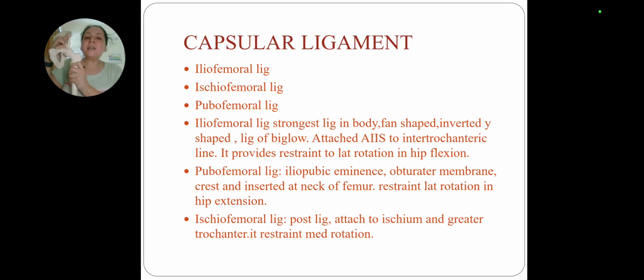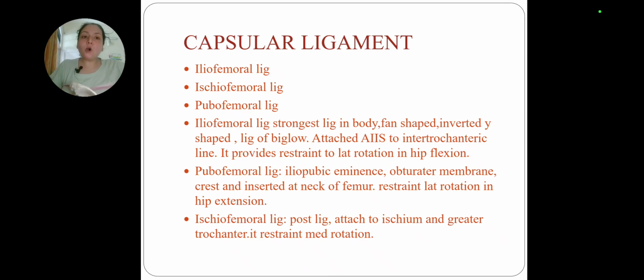So this is the ligament. It is going like this. It is line 1 here and line there. That is why it is arising from here, and it is an inverted Y, because one limb is going to the superior part of the intertrochanteric line, and one is going inferiorly. This inverted Y-shaped ligament provides stability in hip flexion and lateral rotation. It restricts lateral rotation during hip flexion.